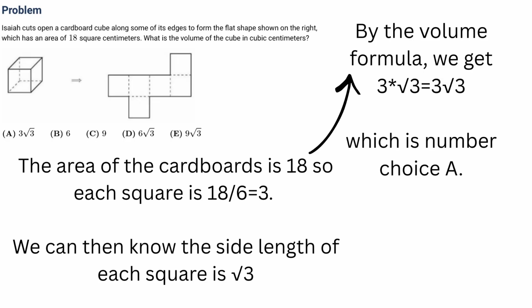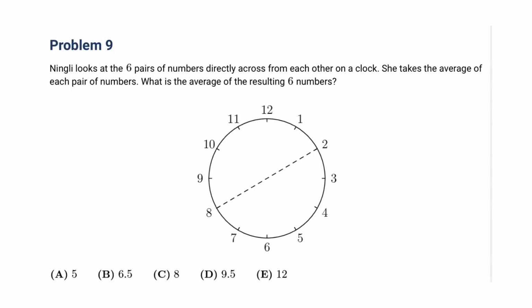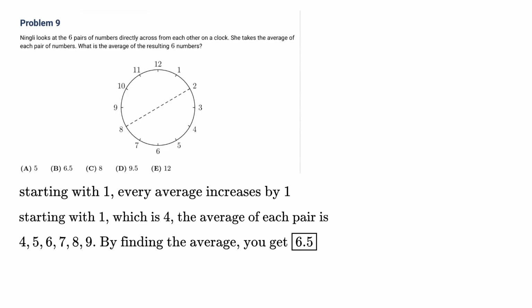Problem 9. Ningli looks at the 6 pairs of numbers directly across from each other on a clock. She takes the average of each pair of numbers. What is the average of the resulting 6 numbers? Starting from 1, we can find that each of the averages of the diagonals increases by 1. 1 is diagonal to 7, so the average is 4. Summing up the values, we find the sum by adding 4 plus 5 plus 6 plus 7 plus 8 plus 9, and then dividing by 6 to get the answer of 6.5.